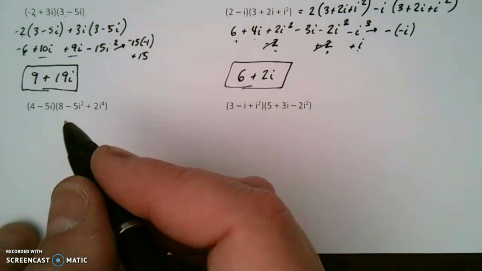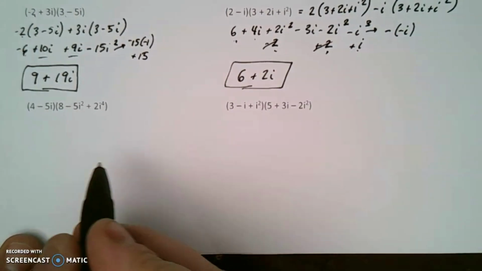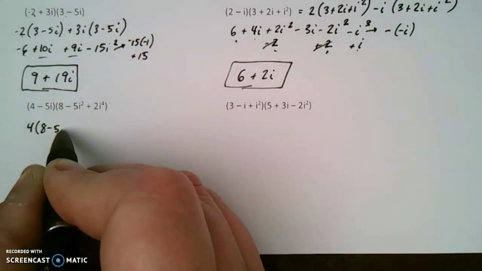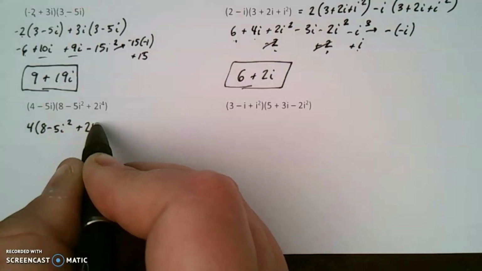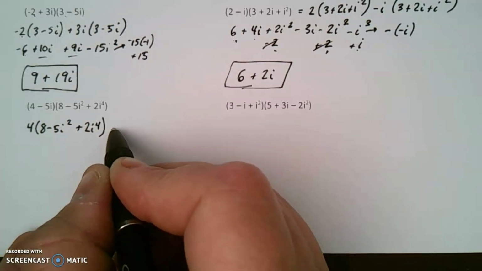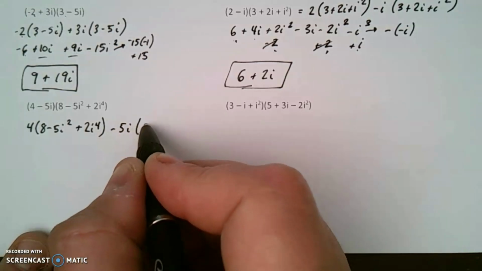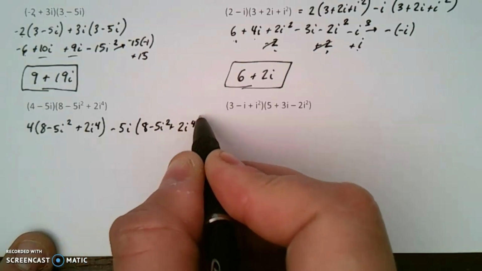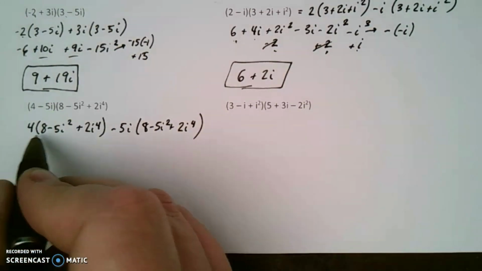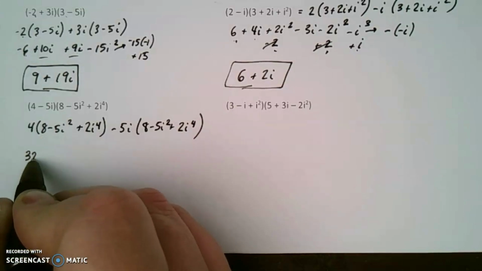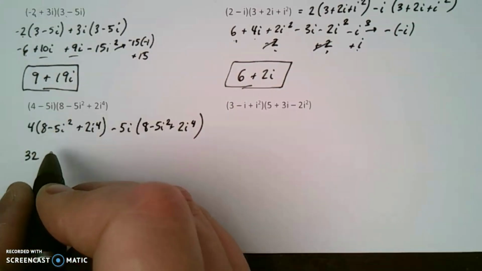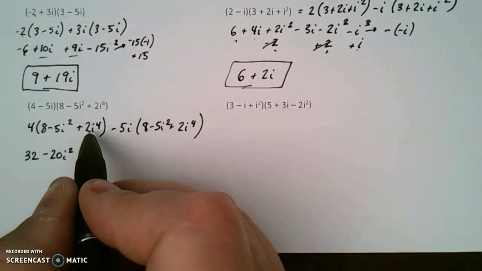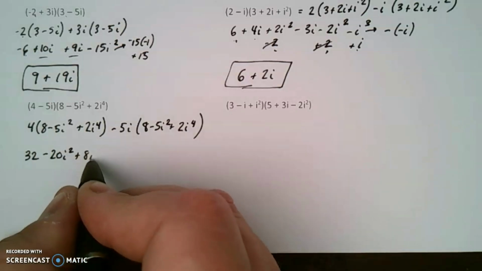Same scenario here. Distributive method. So here goes. I've got 4 times 8 minus 5i squared plus 2i to the 4th, minus 5i times 8 minus 5i squared plus 2i to the 4th. Okay, we're going to distribute those. 4 times 8 is 32. And then 4 times negative 5i squared will be minus 20i squared. And 4 times 2i to the 4th will be plus 8i to the 4th.